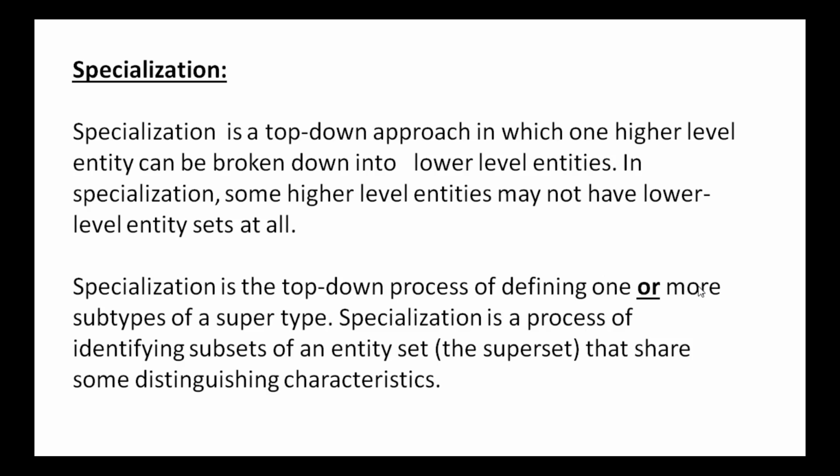There are two types: one is specialization and the other is generalization. Specialization is a top-down approach. In this top-down approach, first of all, it's a process of defining one or more subtypes of a supertype. That means it's a top-down process. First of all, we have to identify an entity supertype, and from that supertype, identify subsets of an entity set that share some distinguishing characteristics.